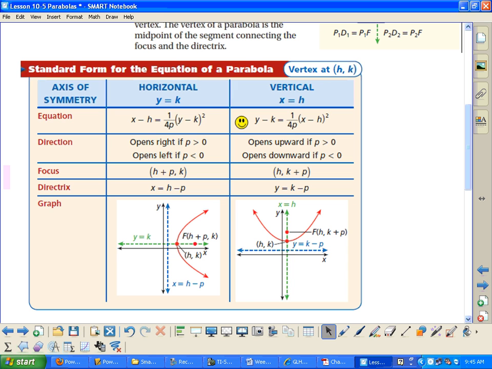Now, how do I know whether it opens left or right, up or down? Well, we know up or down, right? If the coefficient here, 1 over 4p, is positive, it smiles. If that's negative, it frowns. With the horizontal one, if it's positive, it opens to the right, and if it's negative, it opens to the left. They use the value of p to determine that, because p is our variable in those situations. So if p is positive, it opens up or to the right. If p is negative, it opens down or to the left.